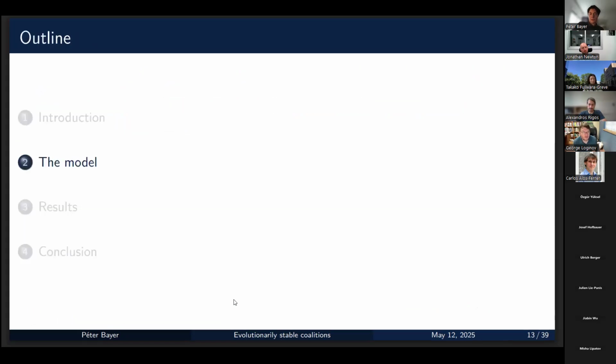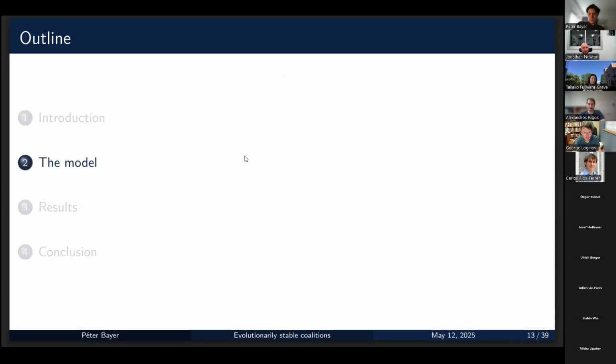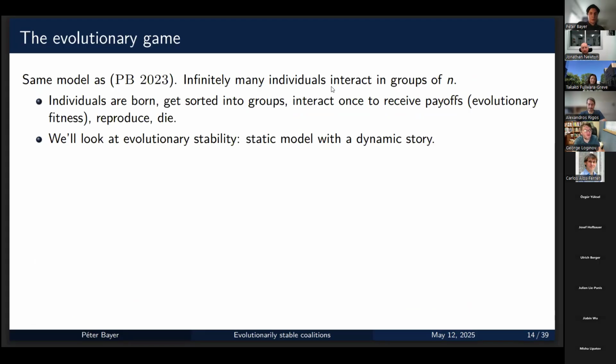It's a good time for questions if you have any, but I'm not sure if I see if you have hands put up, so you can just interrupt for this. If not, I am more than happy to jump into the model.